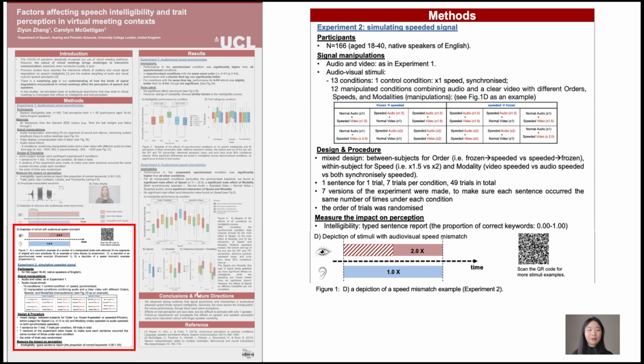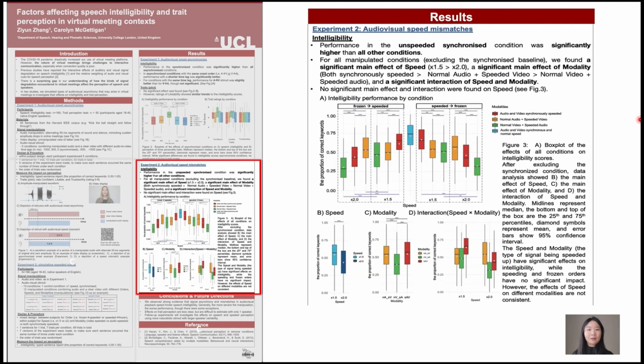There were 13 conditions in total: 1 synchronized condition, and 12 manipulated conditions combining the manipulated audio and a clear video in different ways, with different orders and speed manipulations. You can see the full set of conditions in the table. The results show that performance in the synchronous condition with normal speed was significantly better than in all other conditions.